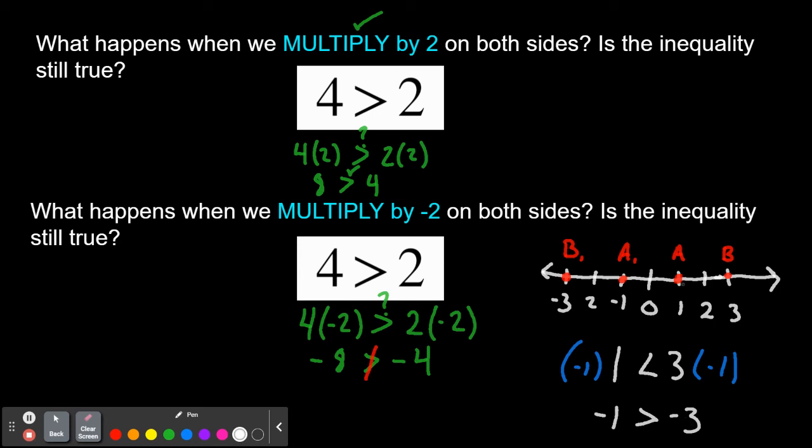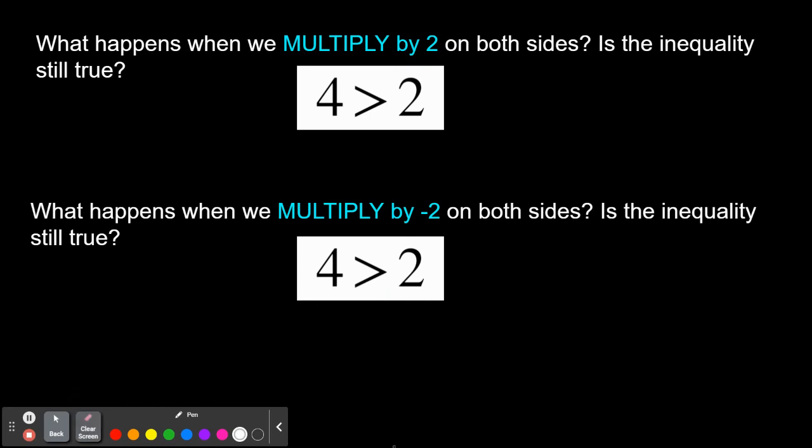Because when we multiply something by a negative, it is kind of mirrored over 0. 0 acts as a mirror. So those points that are closer to 0 remain closer to 0, and those points that were further from 0 get further from 0. So when we multiply by a negative, or you'll see when we divide by a negative, this happens. We have to flip our inequality.